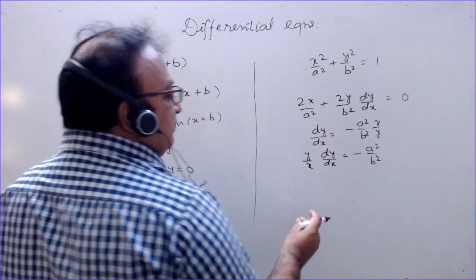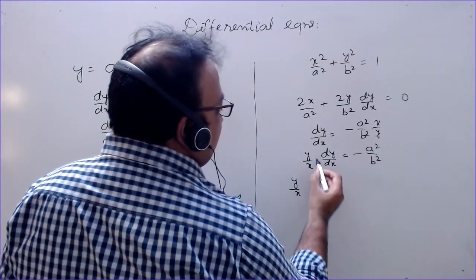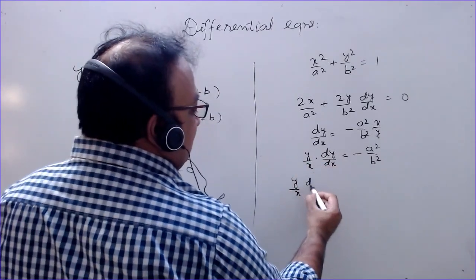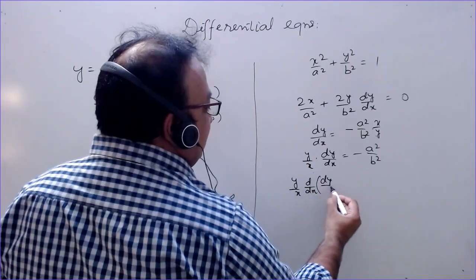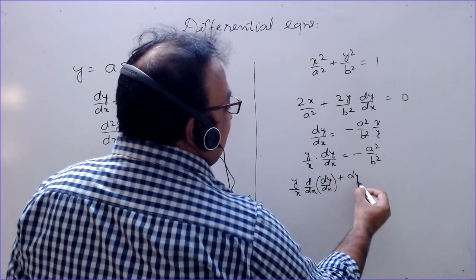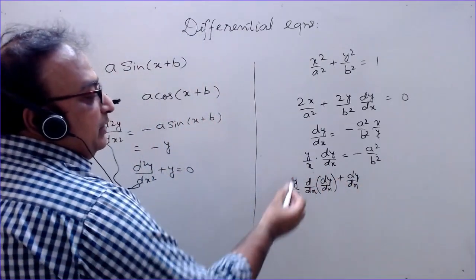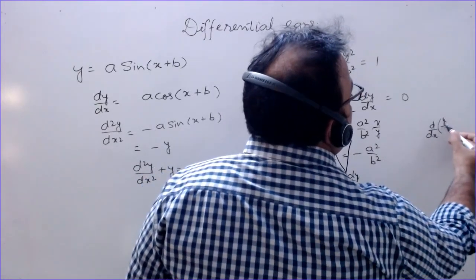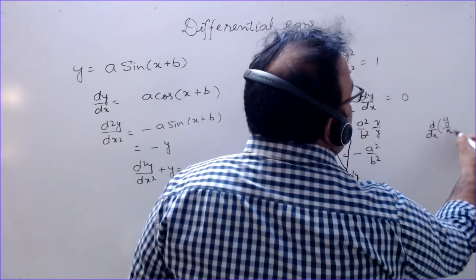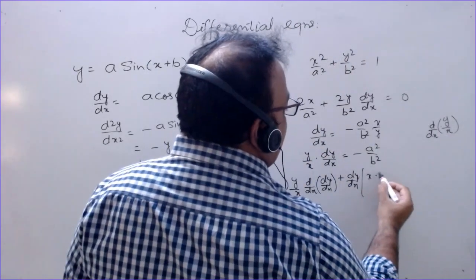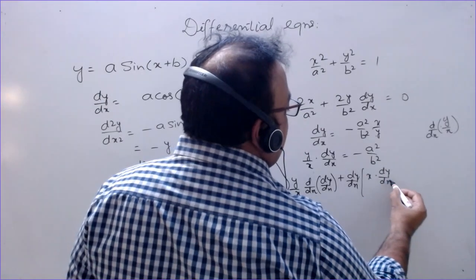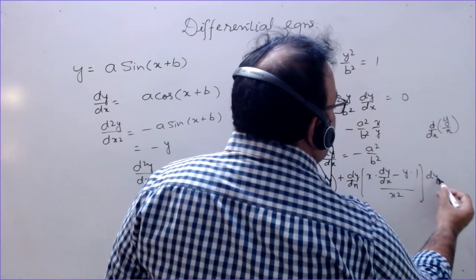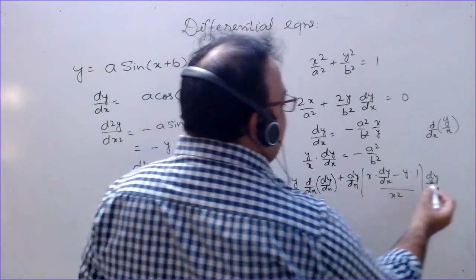Differentiating both sides with respect to x. So y upon x. Now first I am using the principle of u into v, u into dv by dx, d by dx of dy by dx plus v into d by dx of y upon x. Here we are using the principle of u upon v. So x into differential of y, dy by dx, minus y into differential of x is 1, by x square into dy by dx. This dy by dx is equal to 0.